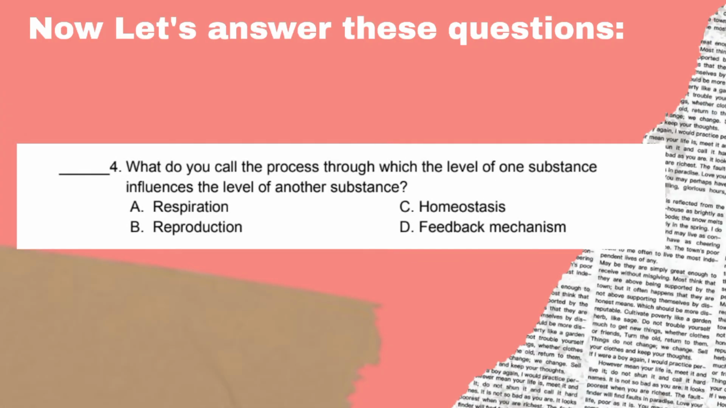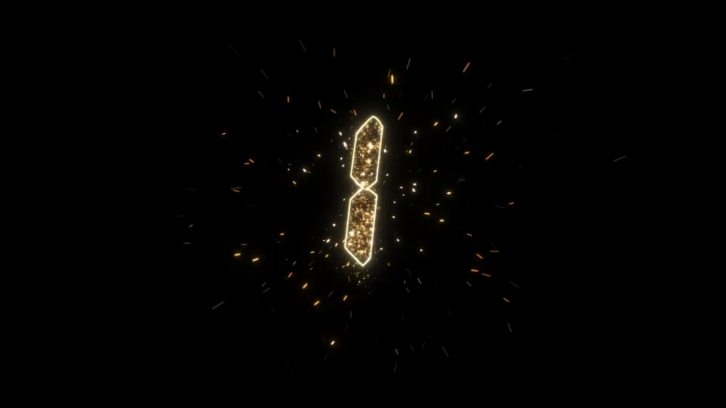What do you call the process through which the level of one substance influences the level of another substance? A. Respiration. B. Reproduction. C. Homeostasis. D. Feedback mechanism. The answer is letter D.